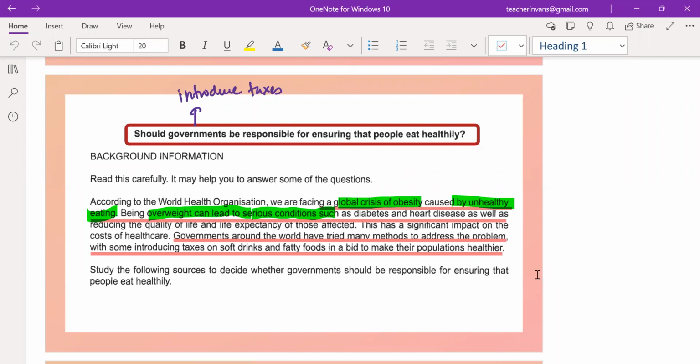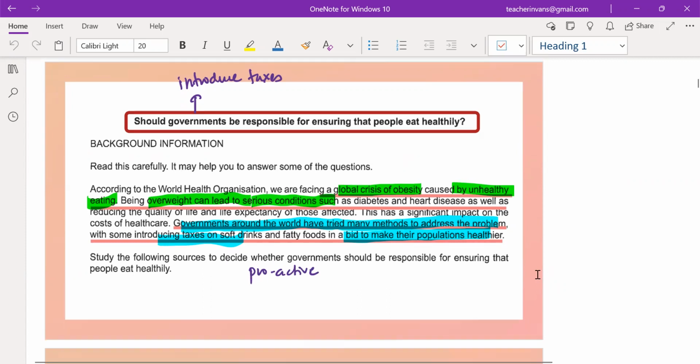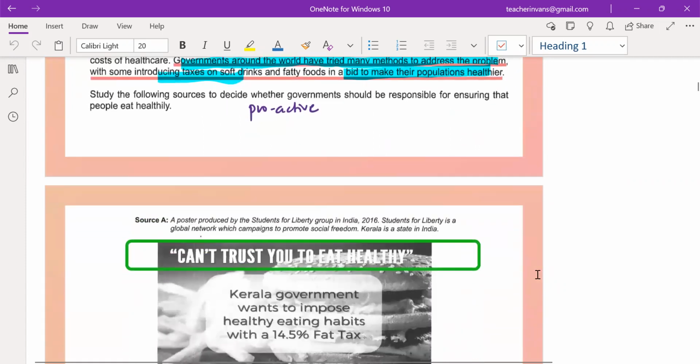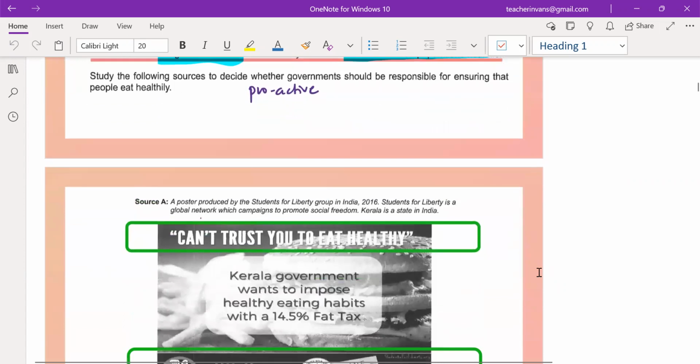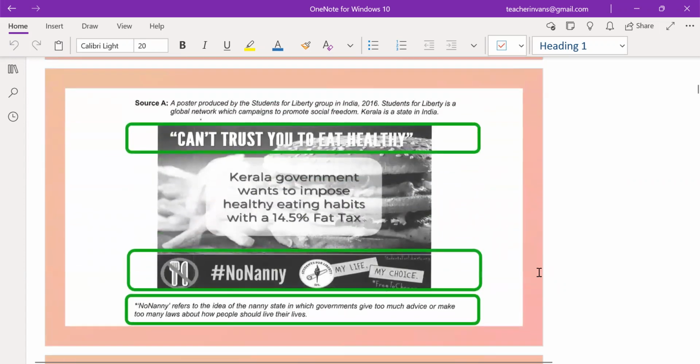Moving on, governments around the world have tried many methods, introducing taxes in a bid to make populations healthier. So it does recognize that the government is proactive in doing something. Whether or not the government has been successful is a different thing. But governments are responsible. Government needs to be proactive. Now let's take a look at source A. Source A is a why question. Remember the purpose question. Why do you think this poster was produced?